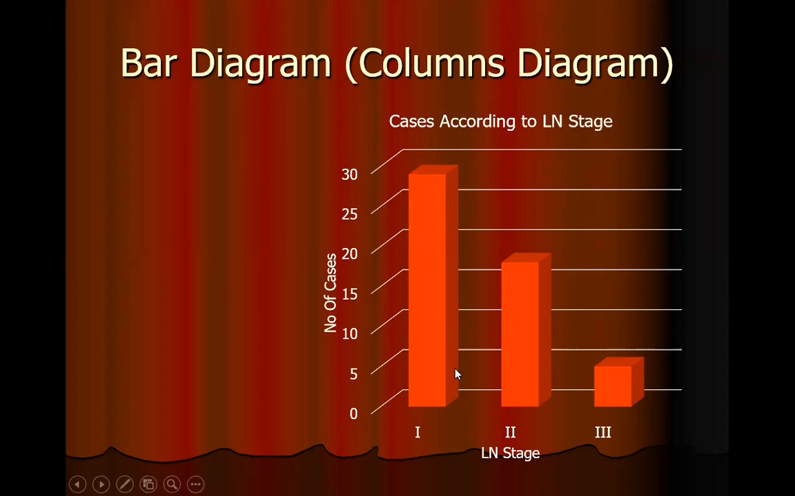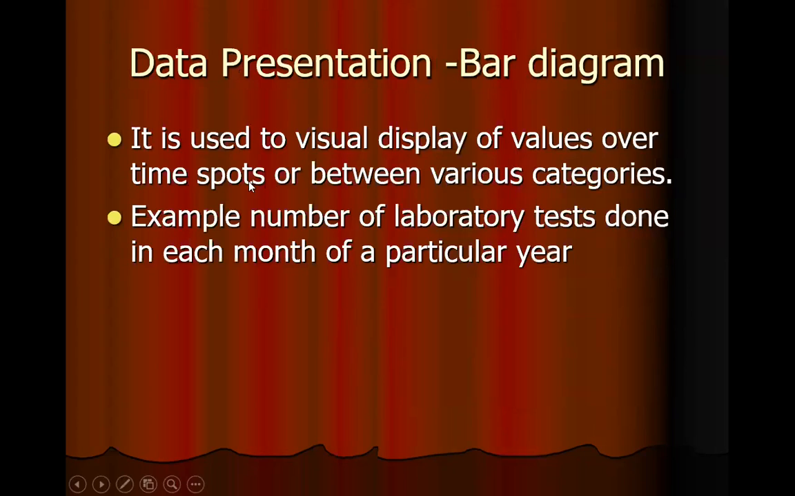And since these categories are in a sense independent of each other, they are separate categories, we usually leave some space between the bars and columns. This I'll emphasize later on. So what is a bar diagram? Bar diagram is used to display the values over time spots or between various categories. The example is that number of laboratory tests done in each month of a particular year.